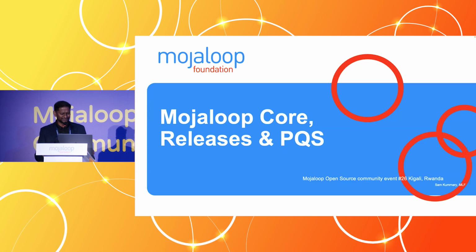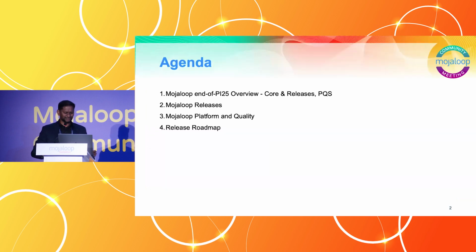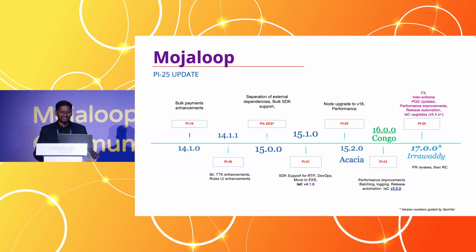So today I'd like to take a brief walkthrough of where we are, how we do things, what is there in our current releases, what is coming, and then move to the platform quality and security stuff as well. So that's what I have in here. We'll take a quick look at these two work streams. We have a work stream called core and releases, and then another work stream called platform quality and security. We'll look at the release roadmap as well towards the end.